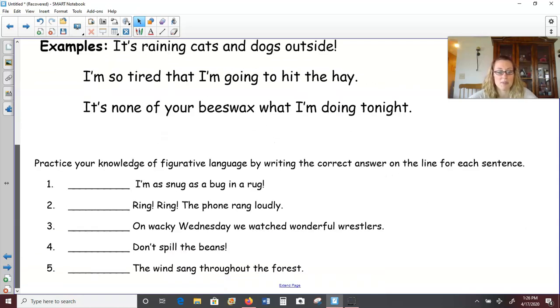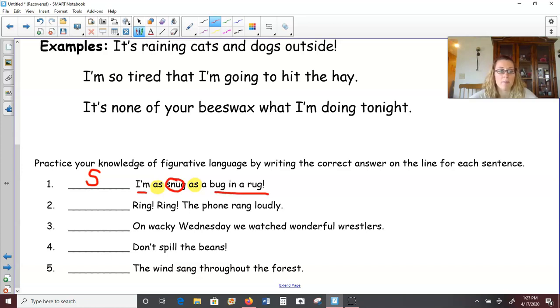I have a couple examples here to see if we can match up the type of figurative language each of these sentences represents. So the first one says, I'm as snug as a bug in a rug. Well, I see these words here, as, and those words tell me that this is a simile because it is making a comparison. We would be comparing ourselves to a bug in a rug, and the comparison is that we are both very snug, very comfy.